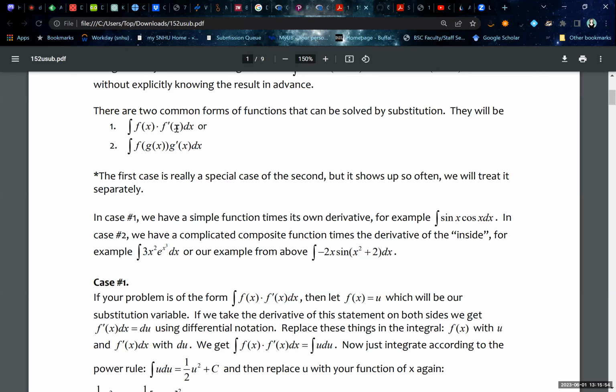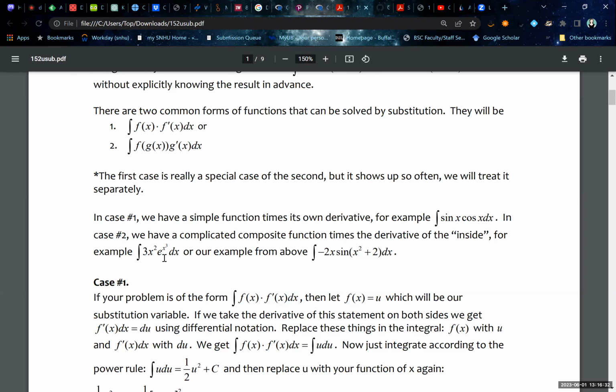But you can also have a situation where substitution would be appropriate, where you have a function multiplied by its own derivative. This is really a special case, but it shows up frequently enough in problems that we're going to treat it as its separate scenario. So an example of this first scenario, where we just have a function and its derivative, would be an example like sine x cosine x. Cosine x is the derivative of sine x, but this is an example where we can apply substitution.